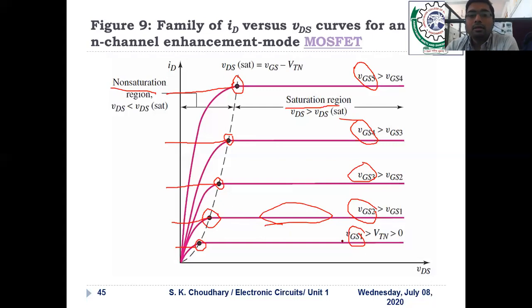So this is the relationship between ID versus VDS that we have learned from this graph. This graph is very important. So all of you are requested to draw this graph. Okay.